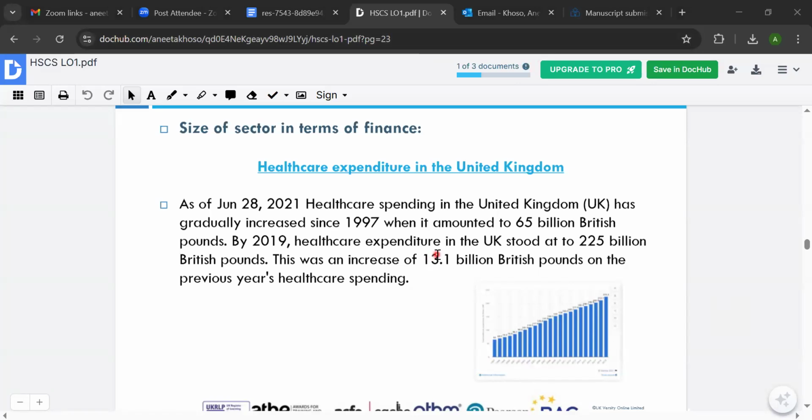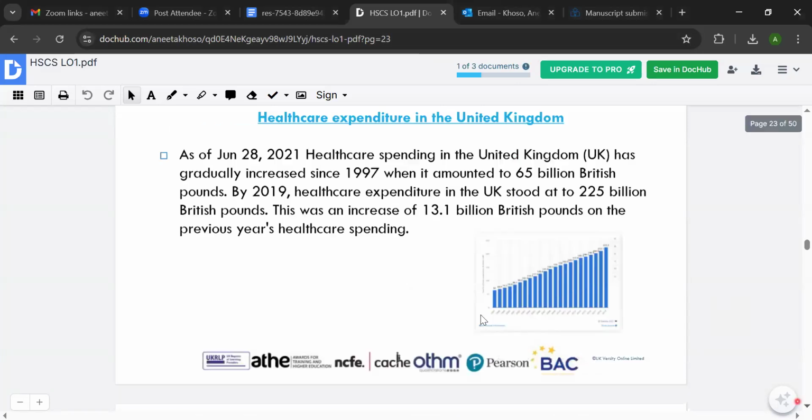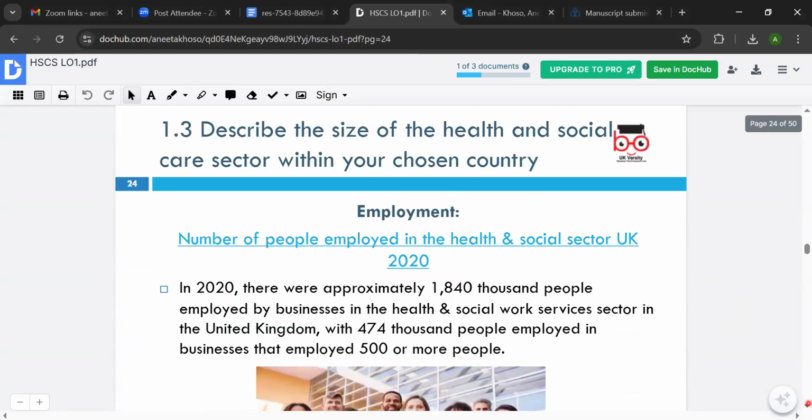So it happened because of COVID-19, remember? That rise in healthcare expenditure happened because of COVID-19, which we're all aware of.